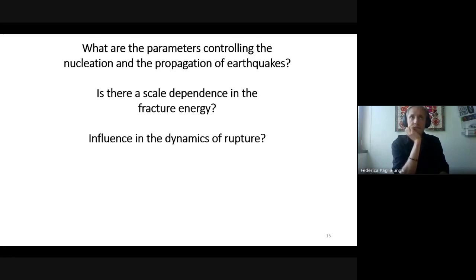The different questions that we will talk about: what are the parameters controlling the nucleation and mostly the propagation of earthquakes at the scale of a laboratory? Is there a scale dependence in the fracture energy? And can the breakdown work influence the dynamics of the rupture front even at the scale of a laboratory?